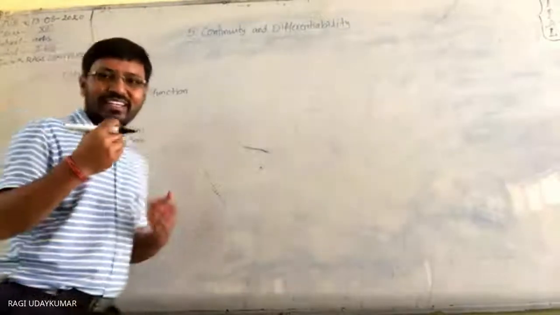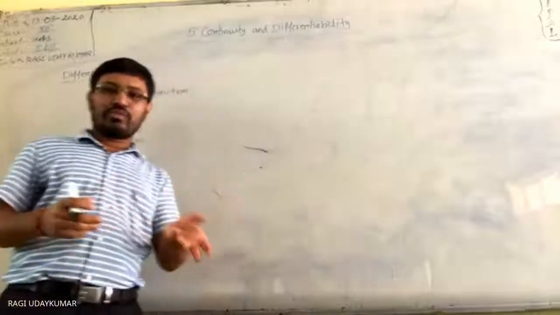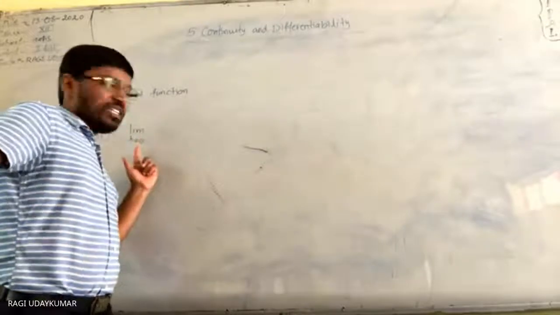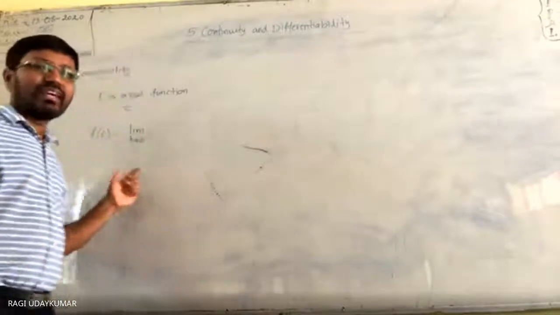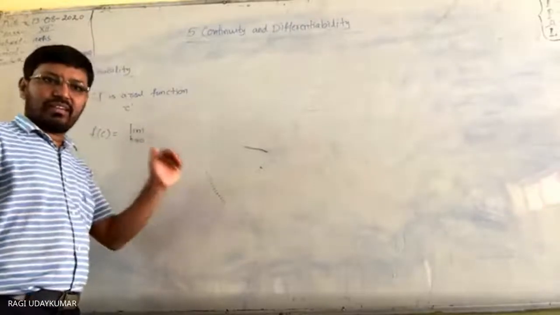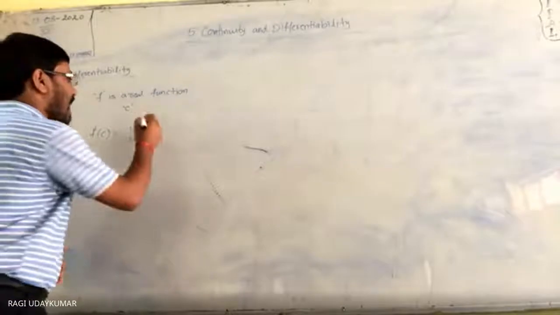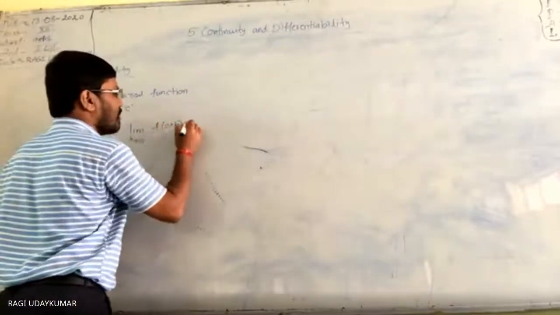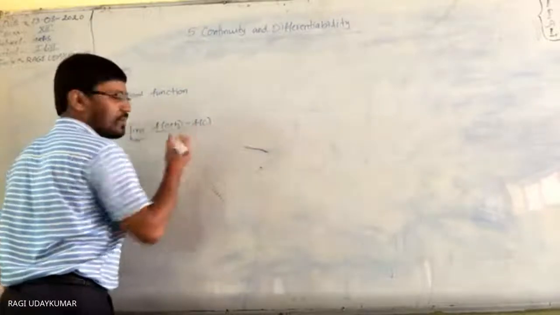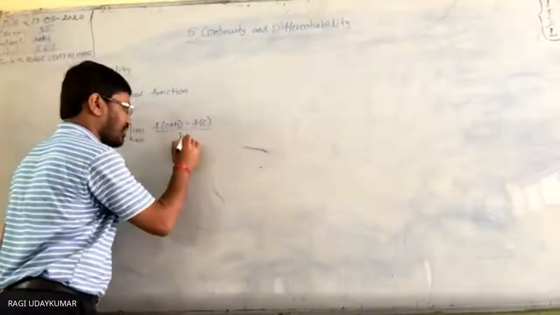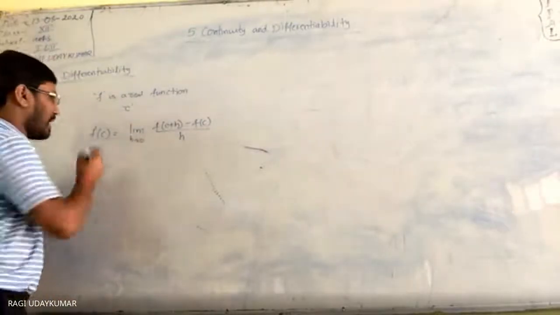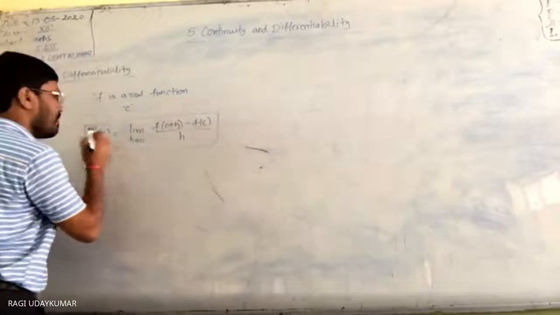Differentiability and derivative, these terminologies some students may get confused. So derivative is nothing but the definition is this one. Derivative of the function f at a point c is defined by limit h tends to 0 of f of c plus h minus f of c by h. At a particular point c we are taking into consideration. This is called derivative of f at c.